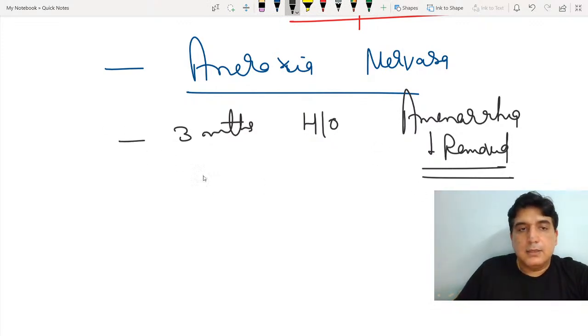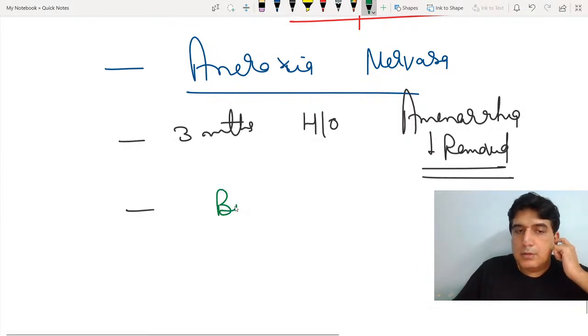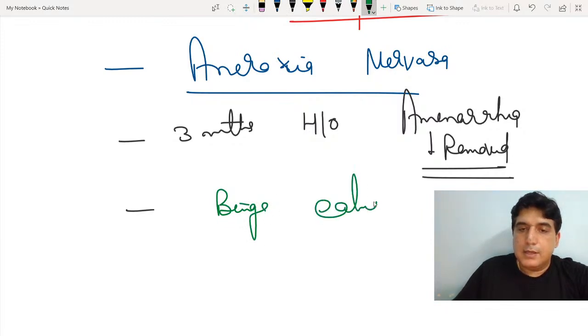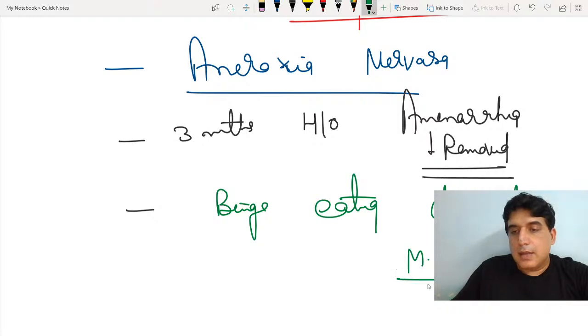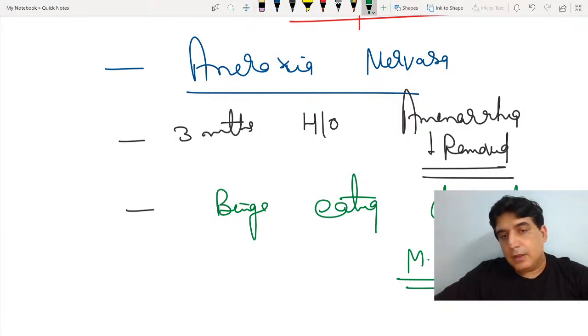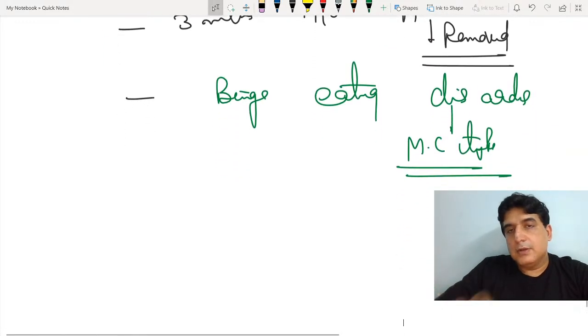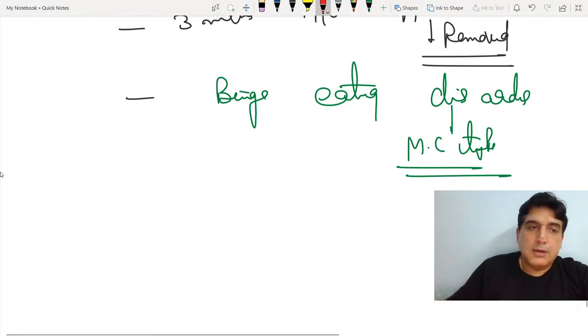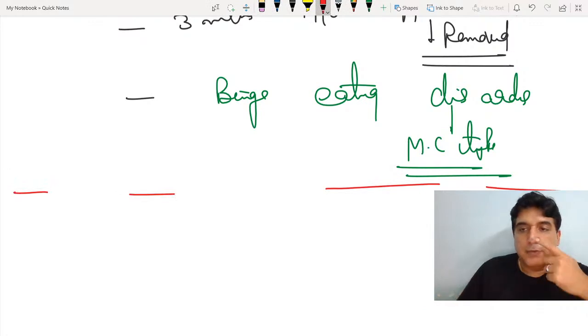Okay, and in binge eating disorder also we brought a new diagnostic entity, which is basically the most common type of eating disorder. So in anorexia nervosa, the 3 months history of amenorrhea criteria has been removed, and binge eating disorder we brought as a new diagnostic entity in DSM-5, which is the most common type of eating disorder.